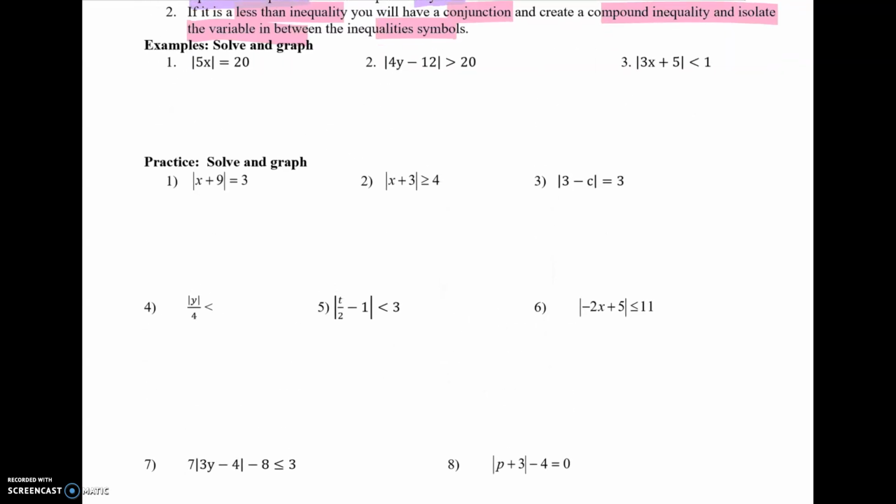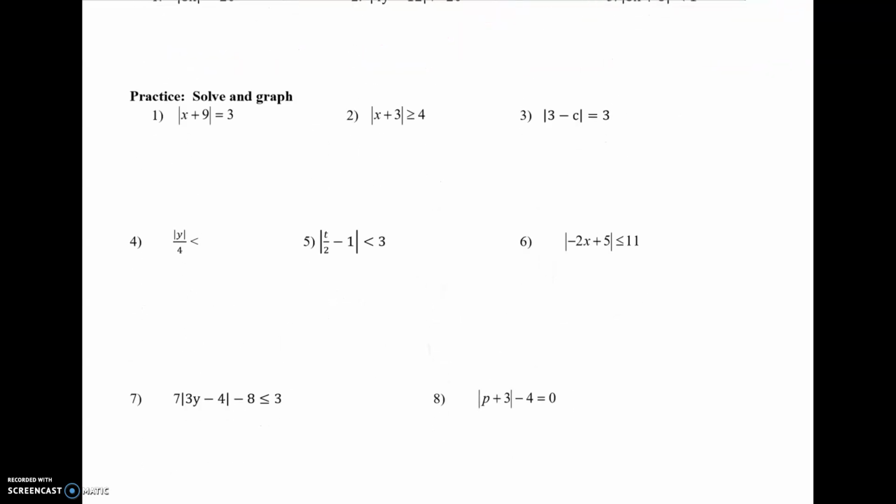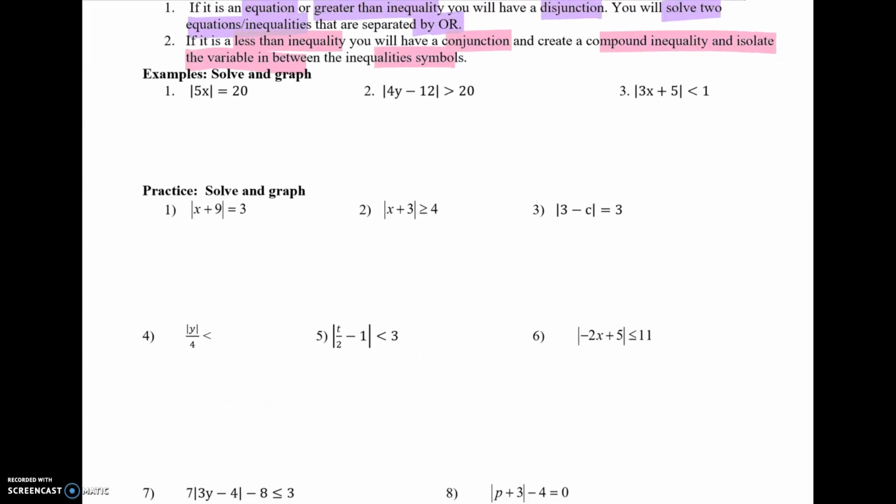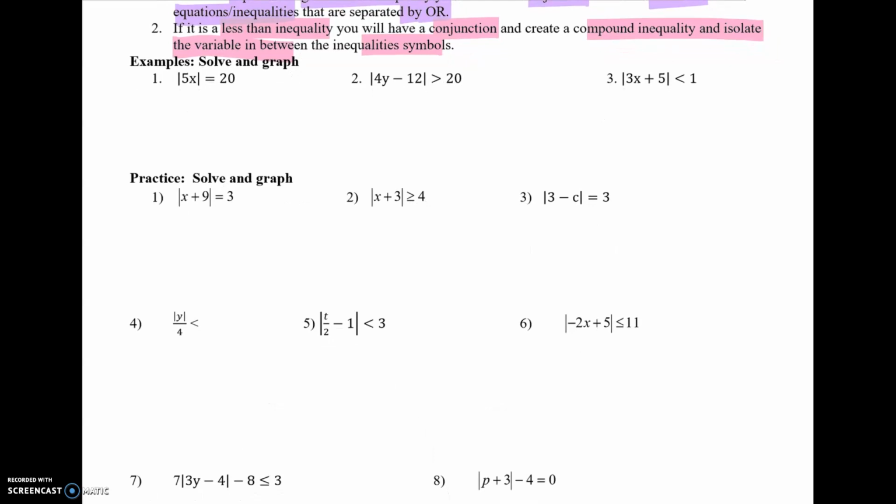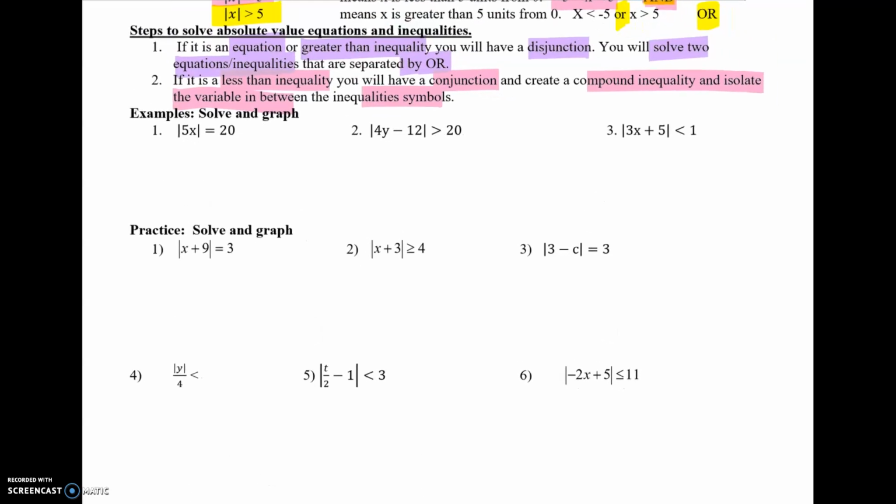Okay, so there's 8 of these. Let's go ahead and do the odd ones together. We have the absolute value of 5x equals 20. So in purple, if it's an equation, it's going to be an or. How do we solve this? We take it out of absolute value, we set it equal to 20, or we set it equal to the opposite of 20, which is negative 20.